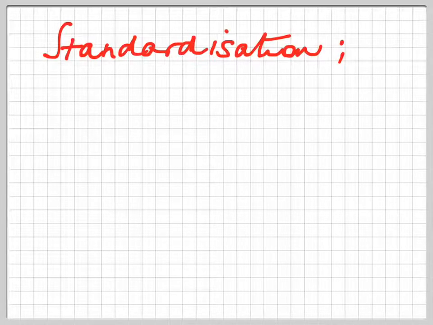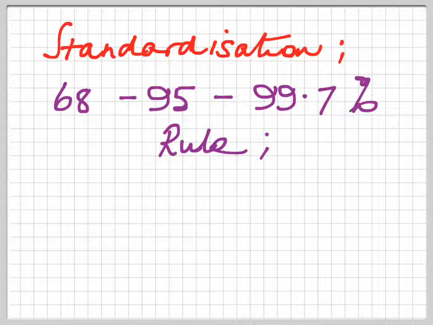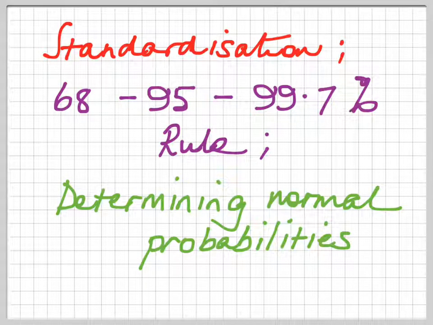Well, hello everybody. We're going to have a look at three new things today in the area of the normal distribution, and they are, very simply, the standardisation of the normal distribution, the 68, 95, 99.7 rule, and also how to practically determine normal probabilities using your TI handheld wonder machine, okay?